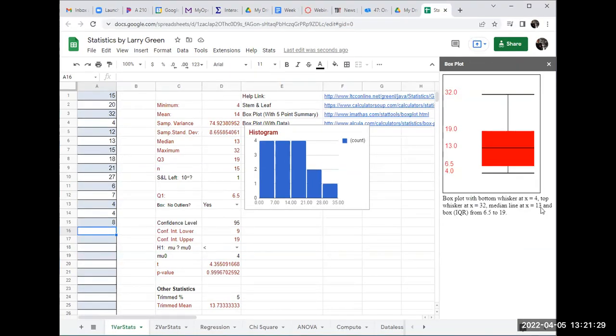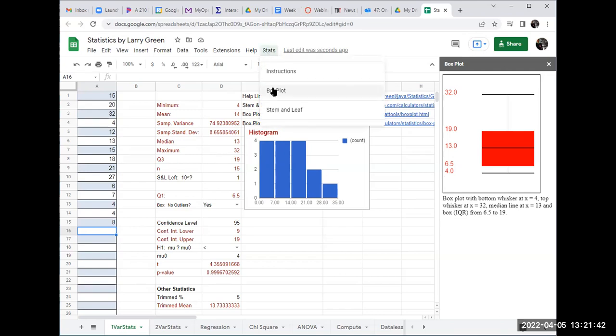Oh, I see. Yeah, I made the screen smaller, so it's on the right. Yeah, it should be there though. How did you get to that again? I went to stats and I hit box plot.